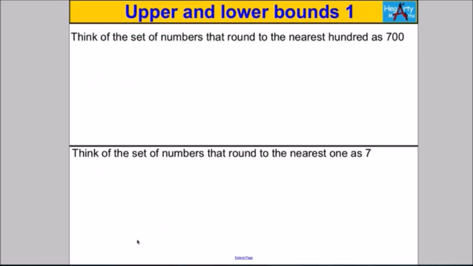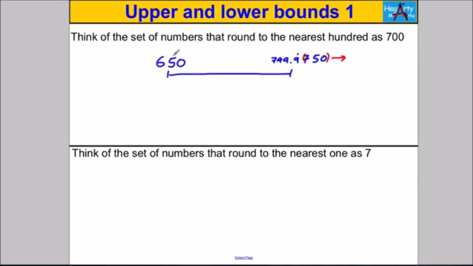So, if I asked you the following questions, think of the set of numbers that round to the nearest 100 as 700, and think of the set of all the numbers that round to the nearest one as 7, how could you write it? Well, we just said it was any set of numbers from 650 all the way up to just a little bit short of 750, because we know 750 actually rounds upwards, so that doesn't include, but we said up to 749.9 recurring, didn't we? Okay, so any number between there and there rounds to 700, right?